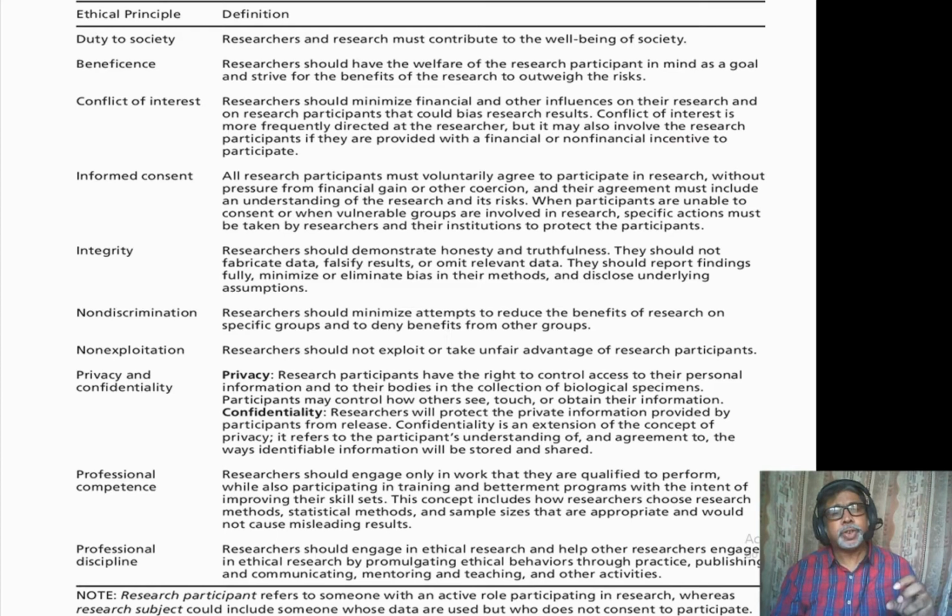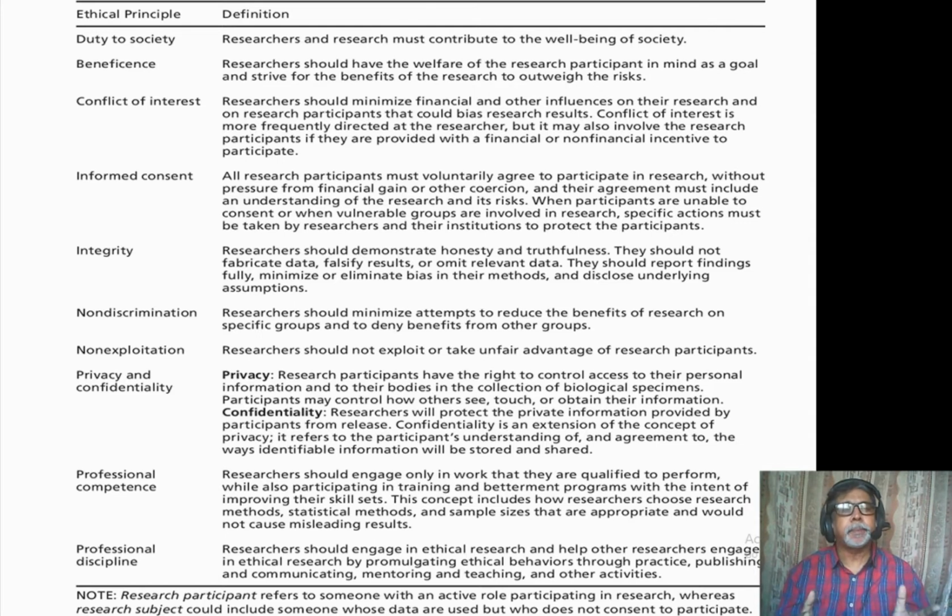And then next, the question of confidentiality arises. Researchers will protect the private information provided by the participants from release of the data. So confidentiality is an extension of the concept of privacy. It refers to the participants' understanding of, an agreement to, and the ways identifiable information will be stored and shared.